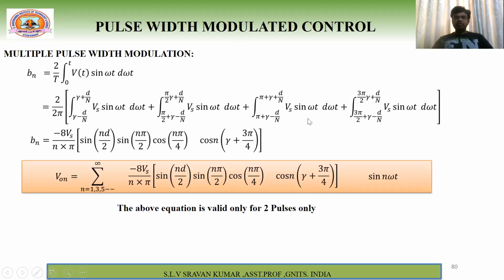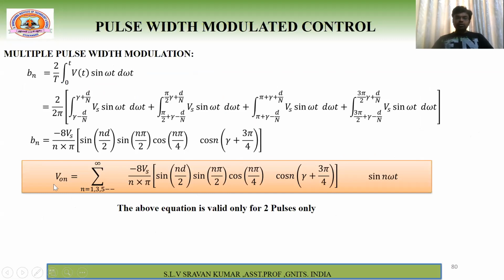So each and every interval I have done this. And finally, if you simplify, what will you get? This Bn is equal to minus 8Vs by n pi sine nd by 2 sine n pi by 2 cos n pi by 4 cos n of gamma plus 3 pi by 4.